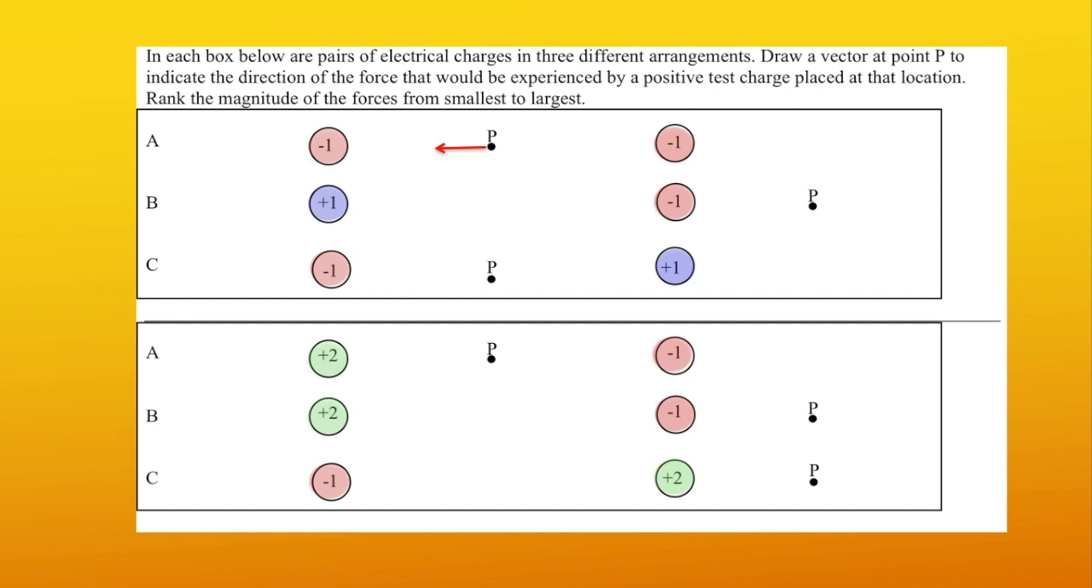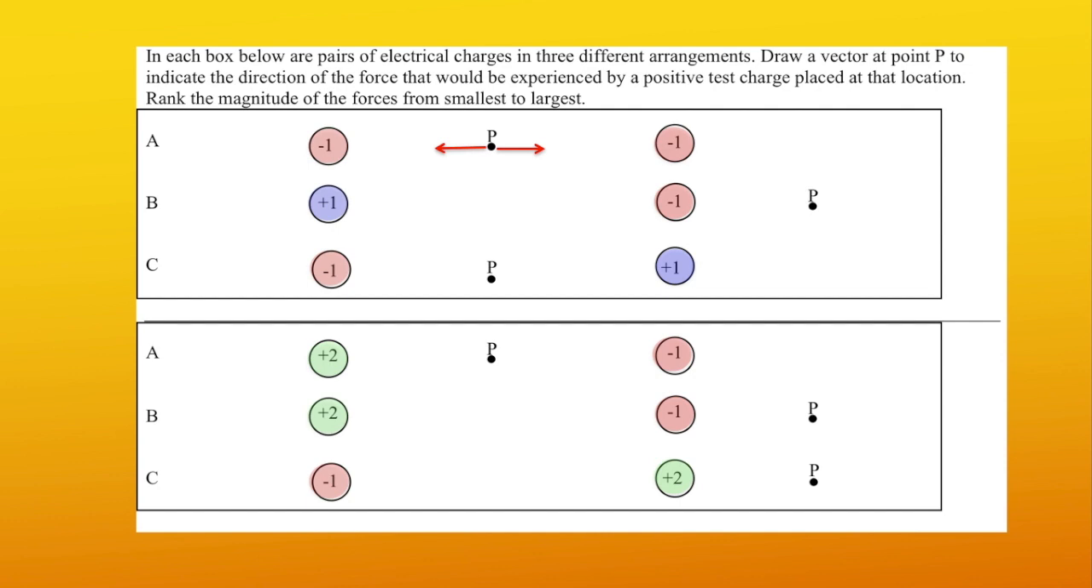On the first one here, I know that this positive test charge P is going to feel a force to the left towards that -1 Coulomb charge. But I also have -1 to the right, so that means that I'm going to feel a force to the right. So now let's take a look at letter B.